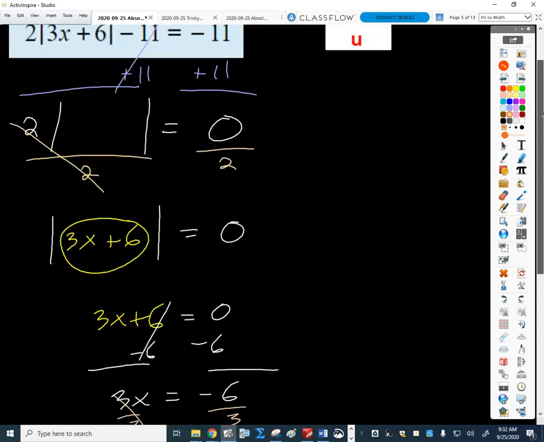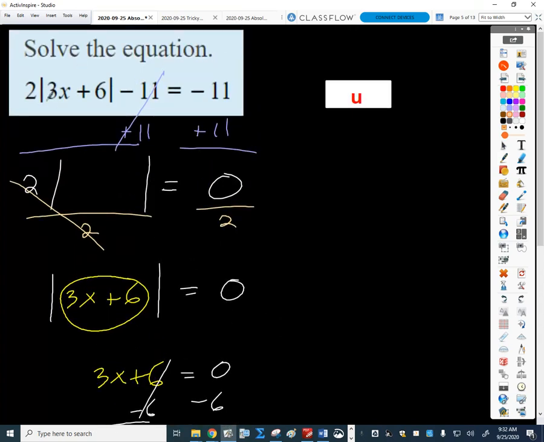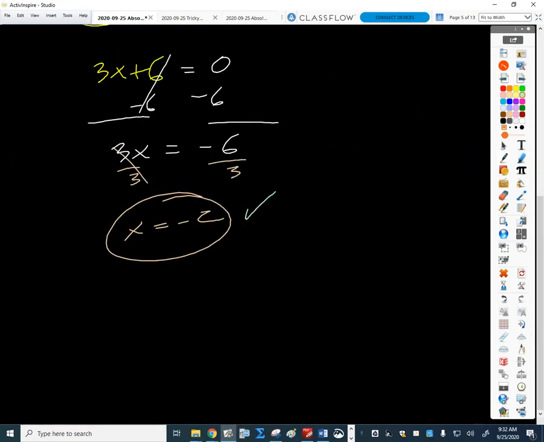And could x be negative? Sure, x can be negative, right? That's no problem. If I plug negative 2 in for x, I'm going to get 3 times negative 2 is negative 6. Negative 6 plus 6 is 0. So everything in the absolute value is 0. The absolute value of 0 is 0. So I end up with 2 times 0 minus 11 equals negative 11. Well, that's right, because 2 times 0 is 0. So I end up with negative 11 equals negative 11. So my solution works. X equals negative 2.